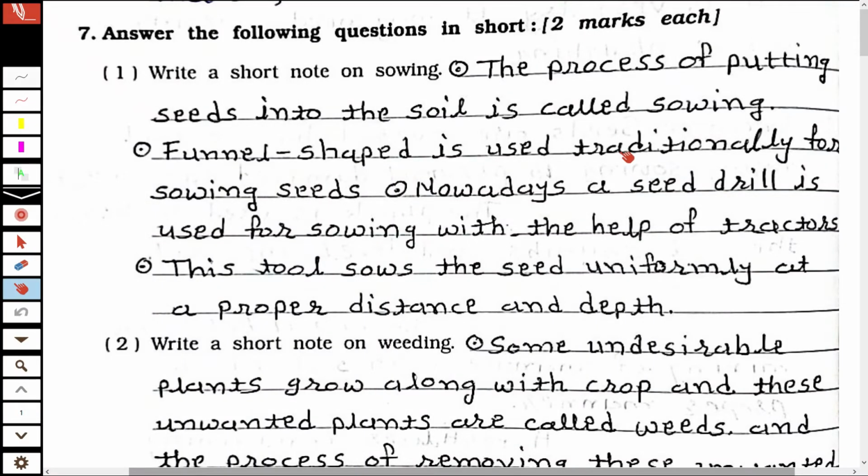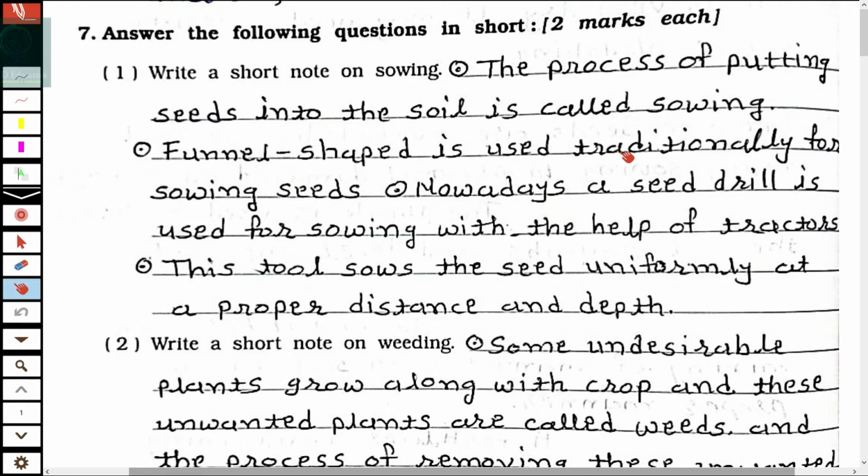So the main question number 7, answer the following questions in short. The first question is, write a short note on sowing. The process of putting seeds into the soil is called sowing. A funnel shaped tool is used traditionally for sowing seeds. Nowadays a seed drill is used for sowing with the help of tractors. This tool sows the seed uniformly at a proper distance and depth.